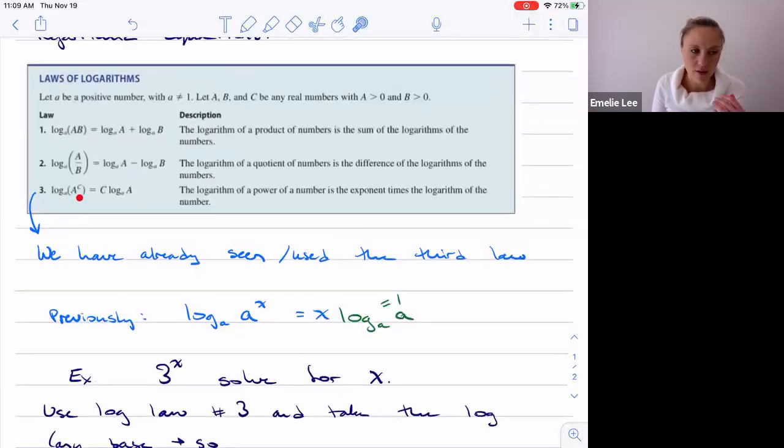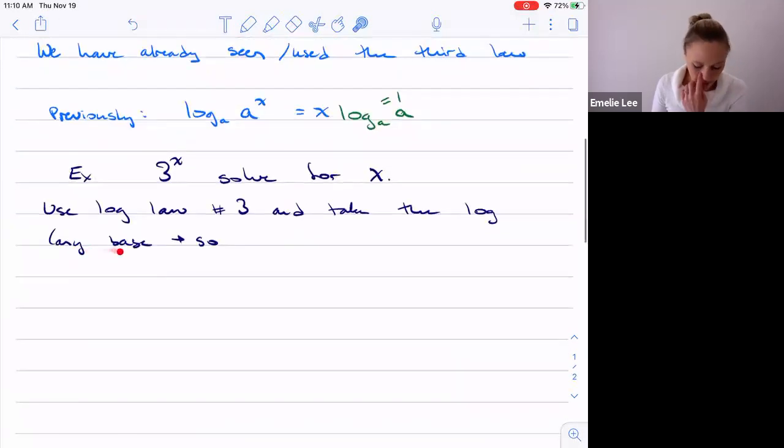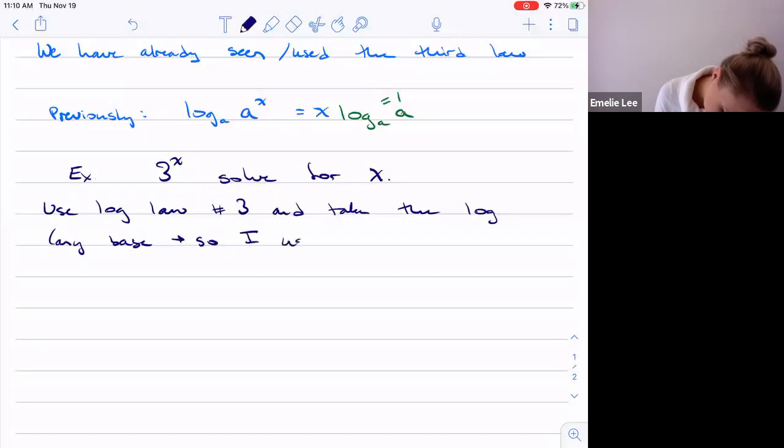The log base a of capital A to the power of c is c times the log base a of capital A, where lowercase a and capital A are different. If I can use any base, I usually use the natural log.